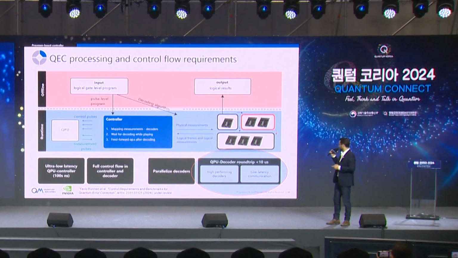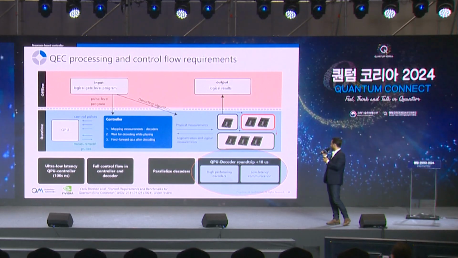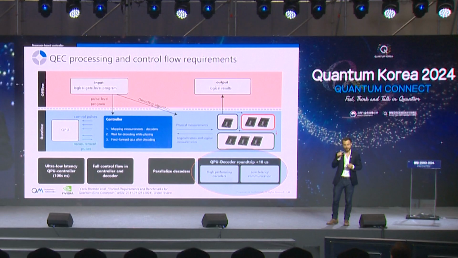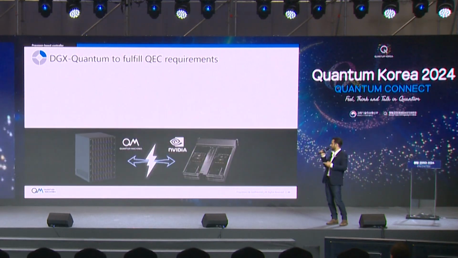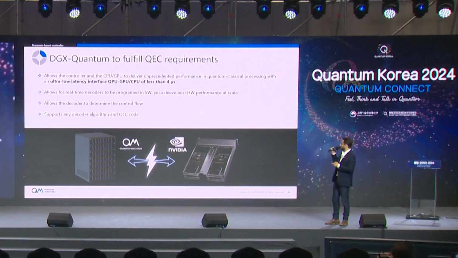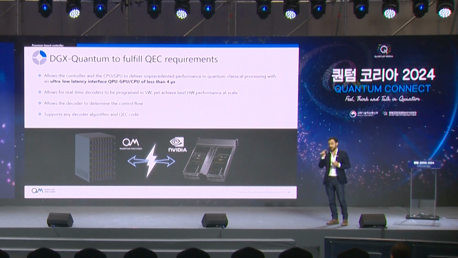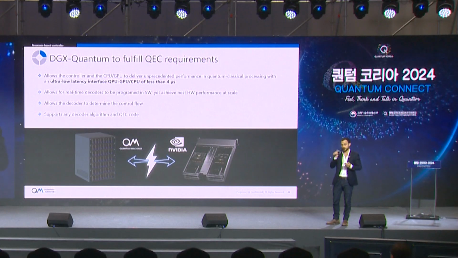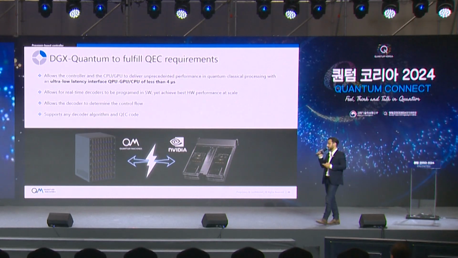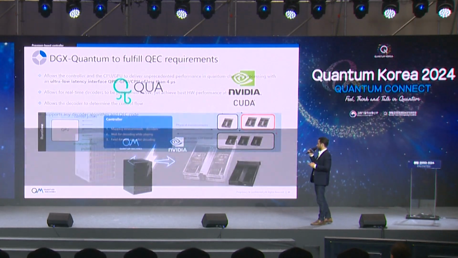And then, again, for the decoder itself, we find that you need a round trip to be less than 10 microseconds in order to implement that well. And with NVIDIA, we are already implementing the interface that will have less than 4 microseconds, and therefore would allow us to implement even large-scale error correction codes.